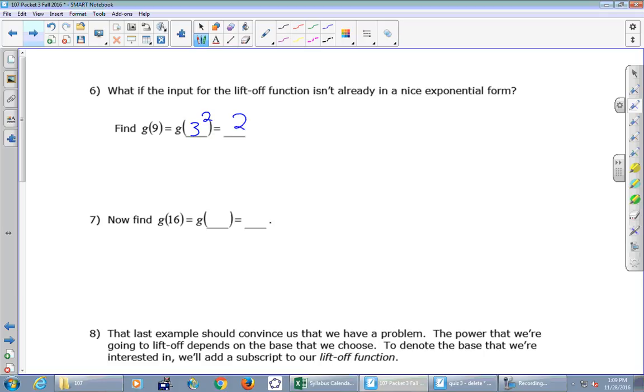Okay, let's take a look at number 7. G of 16. Again, I need to write it in a certain power form. So it's really 4 squared. So therefore 2, right? Is there any other way to think of 16 as a power? 2 to the 4, isn't it? 2, 4, 8, 16. So then what's the answer here? Lifting off the power is 4. Well, that's very problematic because I can't have, on the one hand, g of 16 is 2, but on the other hand, g of 16 is 4, right?